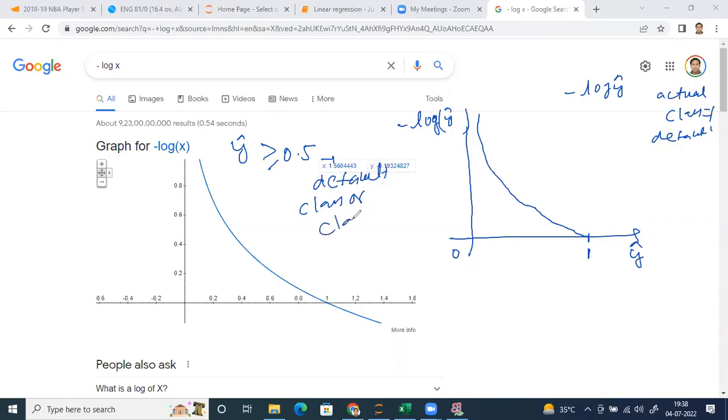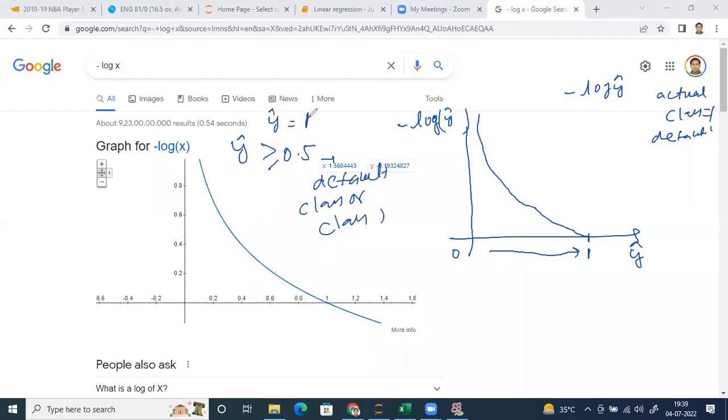Or class 1. Perfect. No problem. See everyone, so what should happen? The closer my y hat moves towards 1, I said y hat should be greater than or equal to 0.5. So it should be greater than 0.5. Suppose my y hat is coming 1.